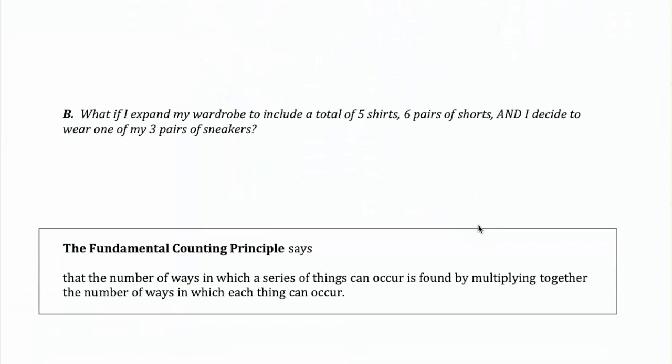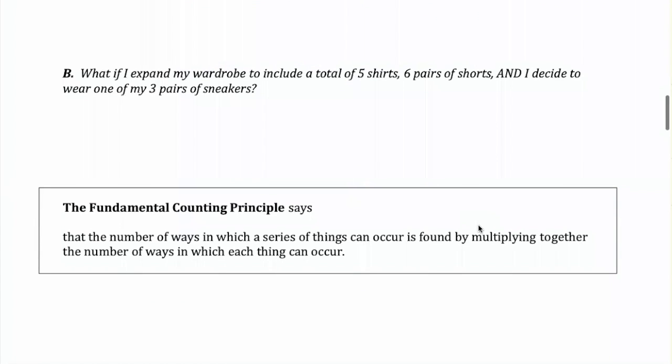So suppose I expand my wardrobe and I have 5 shirts, 6 pairs of shorts, and I decide to wear one of my 3 pairs of sneakers. The tree diagram is going to start to get crowded because I would have to start with 5 branches for the shirts. And then off of each of those, I have to do 6 branches for my shorts. And then off of each of those, I have to do 3 branches for my sneakers. So you can see that that would get to be a little bit crazy.